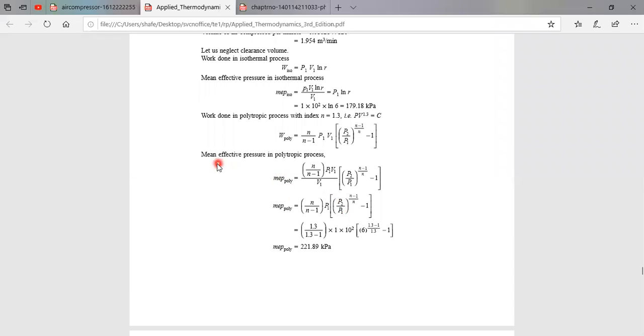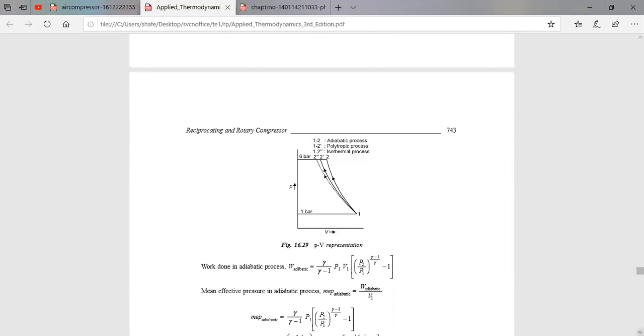Now, if I want to find the mean effective pressure in the polytropic process, you see this formula, everything is given here, and divided by V1. Now you see here, n is 1.3 and P1 is 1 bar. I have to convert into kilopascals, because finally I'll get the pressure in kilopascals, and 6 is the pressure ratio, with the exponent 1.3 minus 1 by 1.3. That gives you the mean effective pressure during the polytropic process as 221.89 kilopascals. Okay.